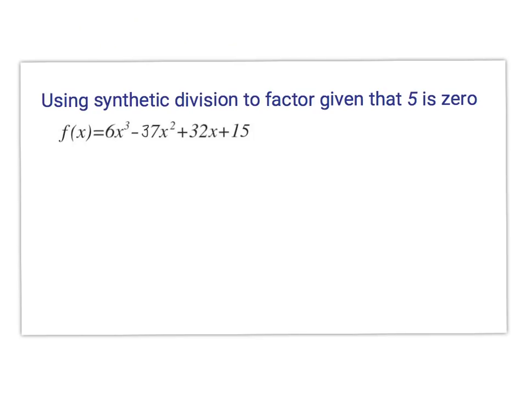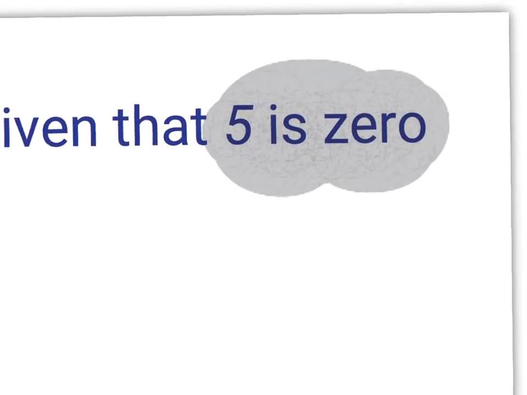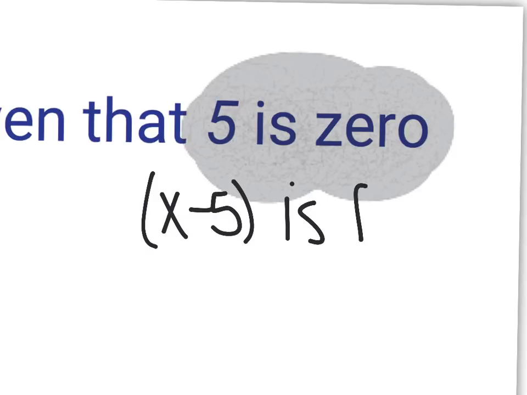All right, so how does doing all of this, how does knowing about the 0 and all that stuff help us? So this next problem says to use synthetic division to factor given that 5 is a 0. So this is critical here to know that 5 is a 0 of this function, because that tells me two things. That tells me that x minus 5 is a factor. That's one thing it tells me.